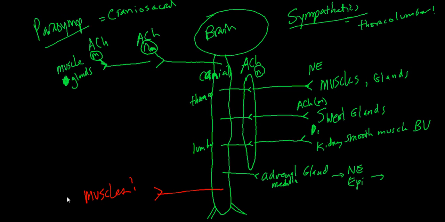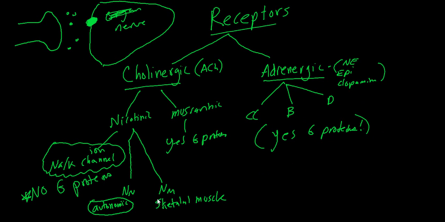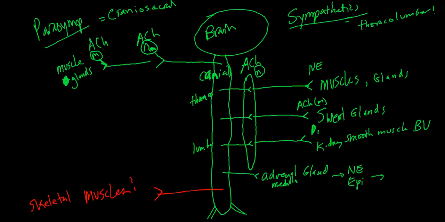Muscles. And we're not just talking about any muscles. We're talking about skeletal muscles. Skeletal muscles will be innervated by, wait for it, there it is, nicotinic receptors subtype M. Remember, still cholinergic, still nicotinic. We're not talking about muscarinic, we're talking about nicotinic subtype M.